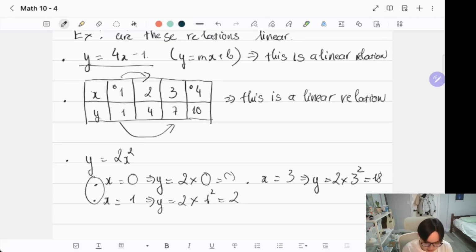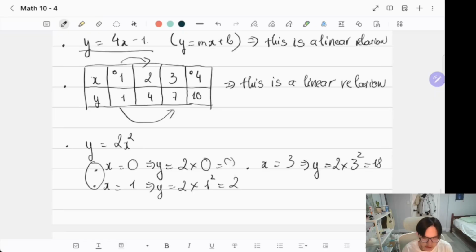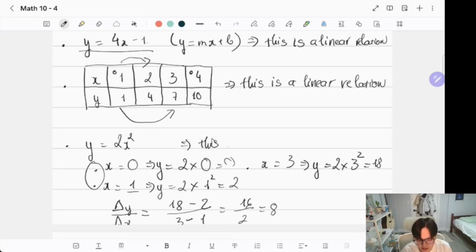The rate of change from these two points here is 2 minus 0 is 2, divided by 1 minus 0, which is 2. So we got the answer here is 2. But when we calculate the rate of change to the last point, 18 minus 2, compared to this point, I got 16 divided by 3 minus 1, and the rate of change here is much different, it is 8. So we can conclude that this is not linear.